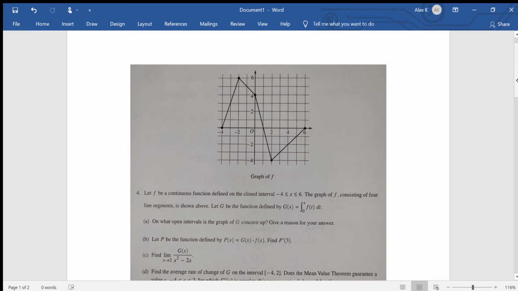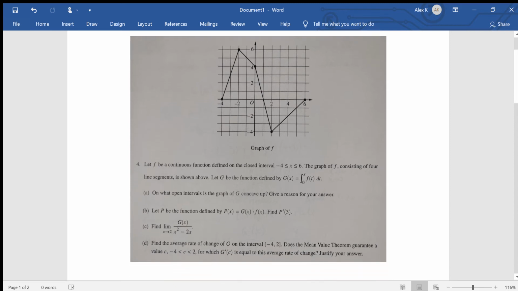Hi, so this question is on the 2021 AP Calculus Exam AB, question number 4. It's a non-calculator question, very common one. It says let f be a continuous function on the closed interval. The graph of f is shown to us, and we have another function g that's defined as the integral function from 0 to x of f of t dt.